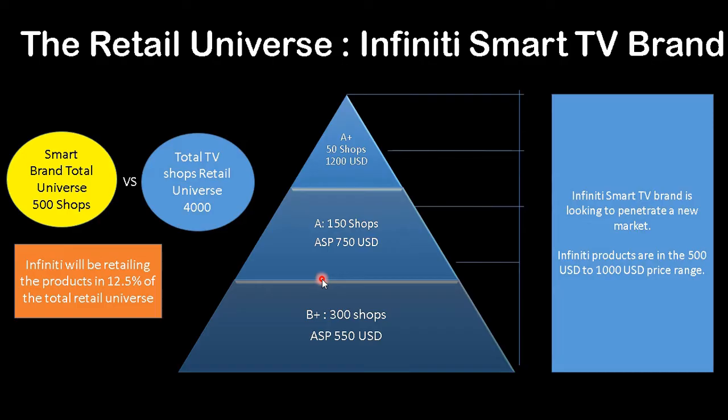Infiniti Smart TV's price range is from $500 to $1,000. By looking at that, we can look at the universe that matches exactly this price range. So we selected the A premium, the A, and the B premium as the retail universe for Infiniti in this specific market. That means that Infiniti will have to sell their product in 500 shops, while the market total is 4,000 shops. Infiniti will be retailing the product in 12.5% of the total retail universe in that specific market.